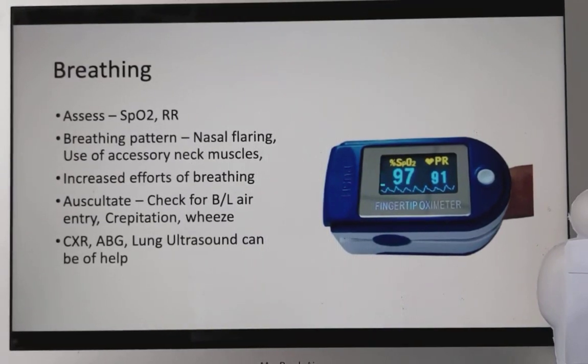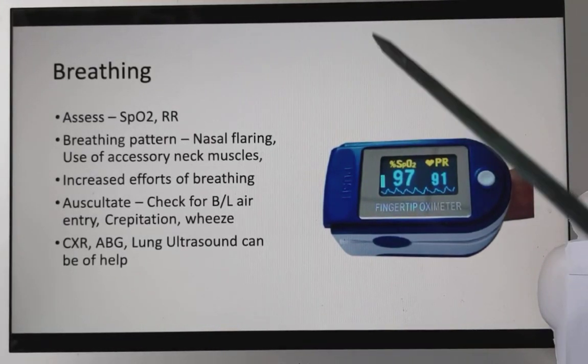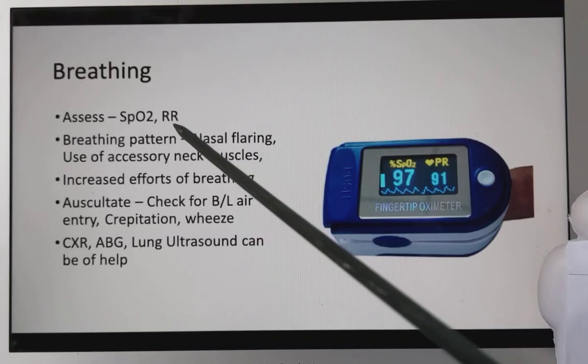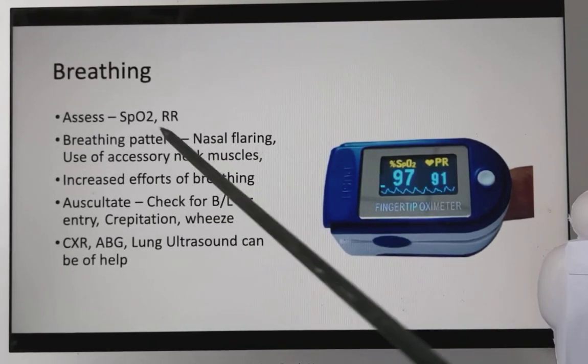Now, breathing. As you move on to assess, once you have secured the airway, whatever you had to do, if you've identified an airway obstruction and you intervened by either a basic intervention or an advanced intervention, only once you have sorted out airway do you move on to breathing. Now, the most important things to check in breathing are saturations and respiratory rate. You check that there. Now this is all assessment going on.